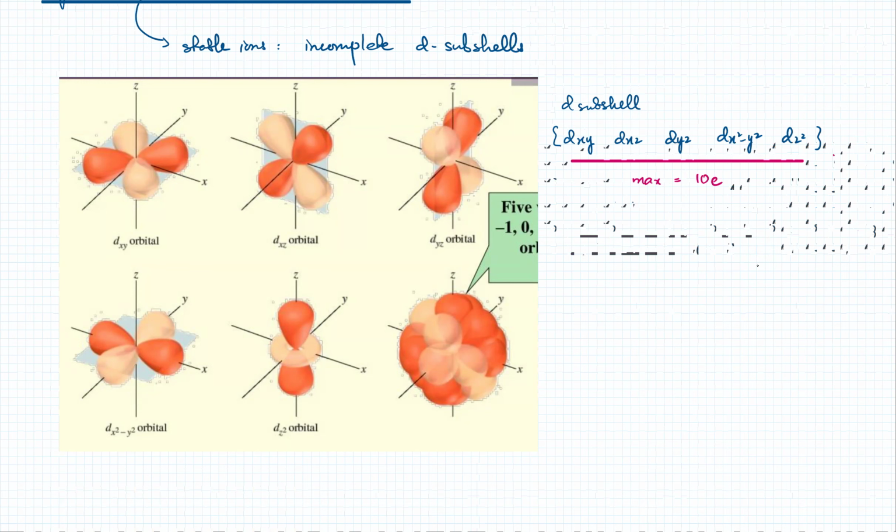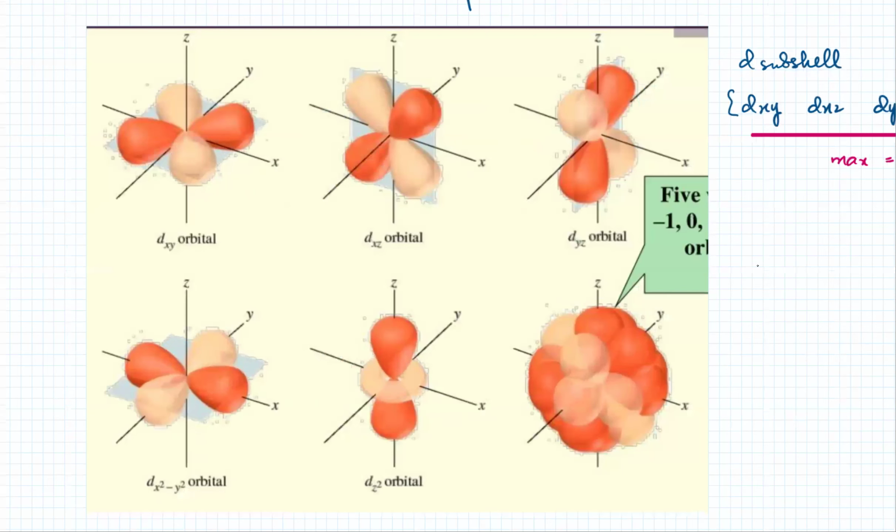Now, the first one, remember the drawing is important. You'll be asked to draw this. The first one is called the dxy orbital. Now, all of them are kind of exactly the same. This fifth one is slightly different, but the other four are exactly the same. The shape is exactly the same. It's only the orientation that's different.